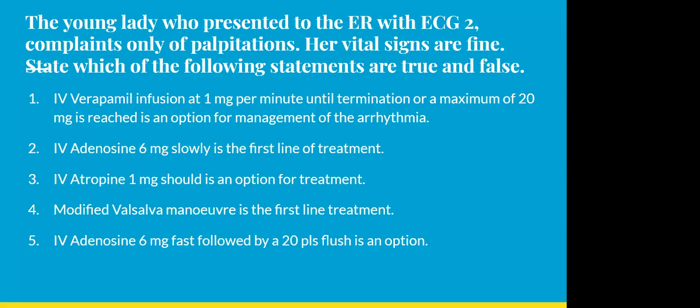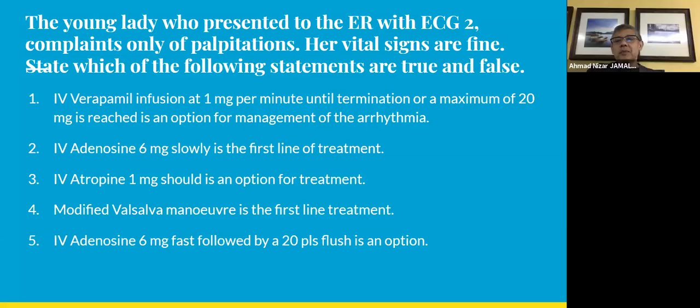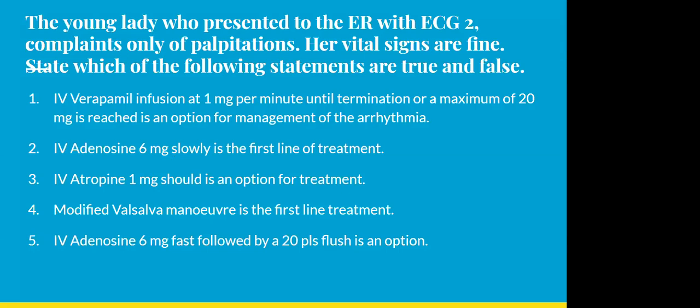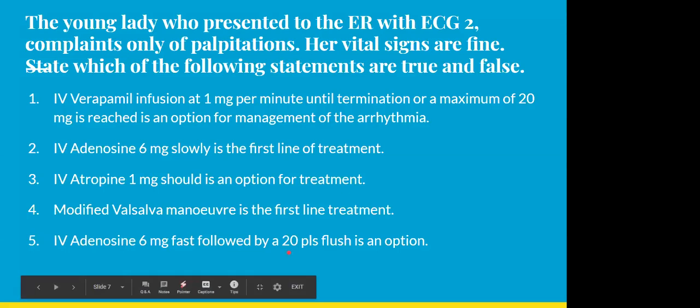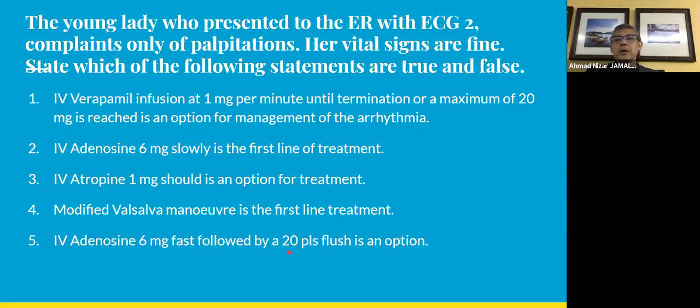If you're less patient, IV adenosine is the treatment actually. This second statement, IV adenosine 6 milligrams given slowly as first line treatment, is false. Because if you give 6 milligrams slowly, it's metabolized so quickly, it will not have any effect. You need to give 6 milligrams as a quick, fast bolus, followed by a 20 mL flush. That is certainly true, if you look at statement 5. So statement 2 is false, but the 6 milligram in statement 5 is true. Yes, 6 milligram is true, but the way that you give it must be fast.